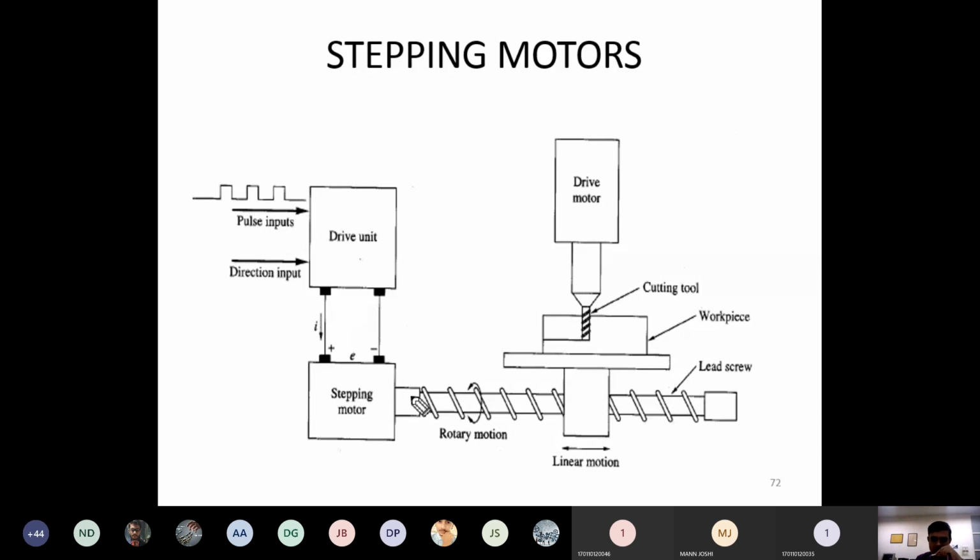If you are using the servo motor, then a feedback device is there. Here there is a feedback device, due to which we are getting the exact position. But in a stepper motor, in the same way, it is connected with the lead screw. It converts the rotary motion into the linear motion. It is attached with the table, and due to that we are getting the XY tabular motion. In olden days we used the stepper motor.